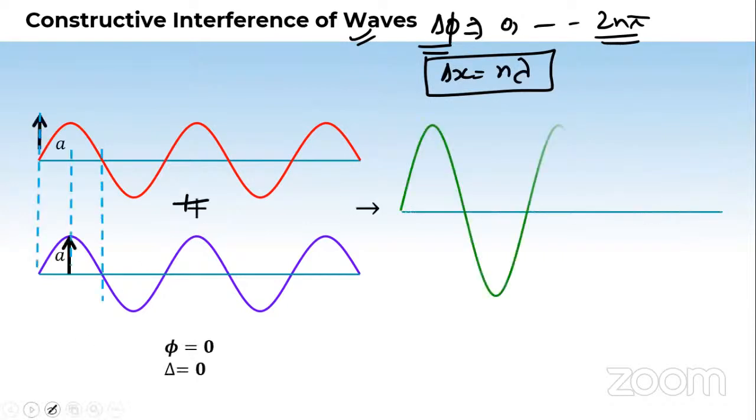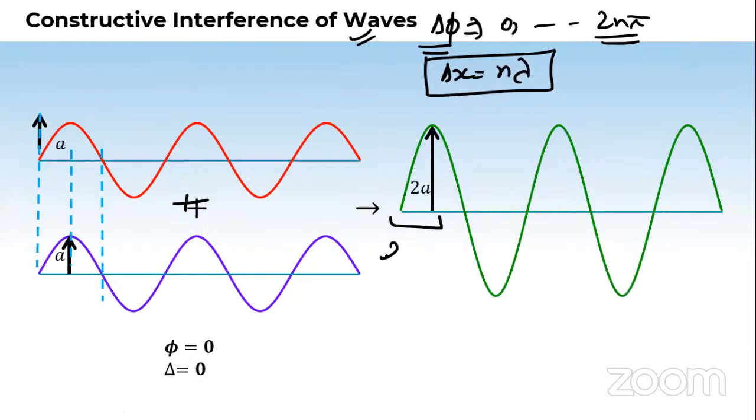So these two waves are interfering like this, students. You'll get the net equation like this, and this is equal to 2a. That is the maximum amplitude. Phase difference is equal to 0, path difference is equal to 0. If you put 0 here, this will give you the maximum value. If you put 2n pi, then also it will be maximum.